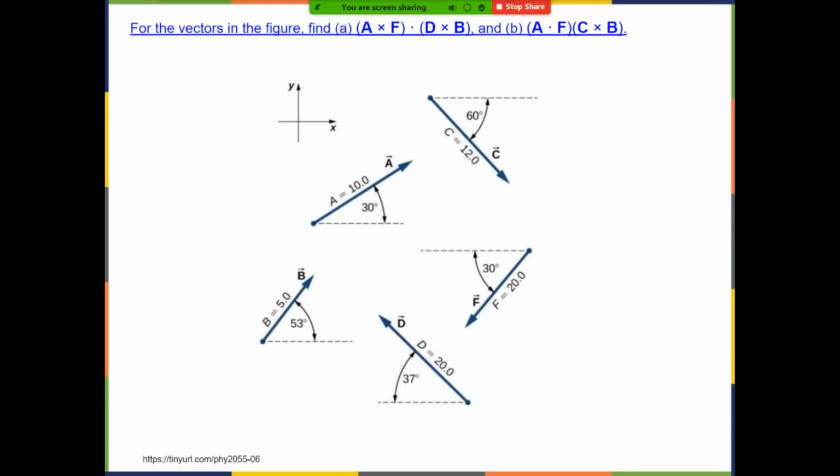Okay, great, thanks. All right, so for A, A cross F will give you a new vector, and then D cross B will give you a second vector. But when you do the dot, the final result should be just a scalar. Okay, and then for B, A dot F will give you a scalar, C cross B will be a vector. So scalar times a vector, the result should be a vector.